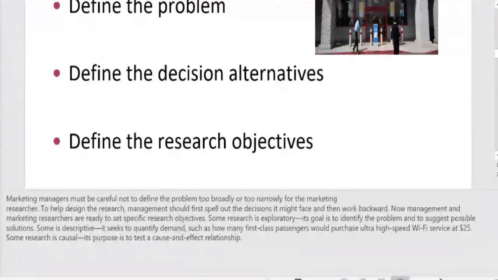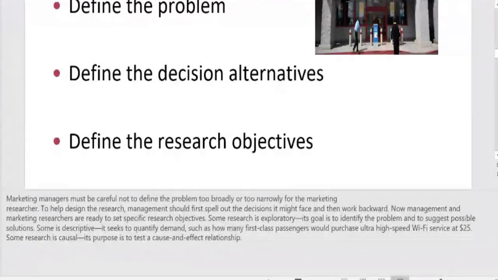That is, you start from what exactly are the results that you want and what decisions you want to take, and then from there you can go backward to deciding what the actual problem is. Now, you must understand that marketers and marketing researchers have to have very clearly laid down, specific research objectives. Some research is exploratory, that is, you want to explore new things, okay? That is, you want to identify new problems and suggest possible solutions.